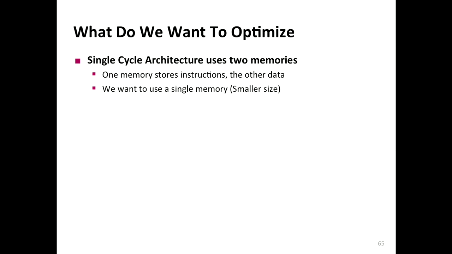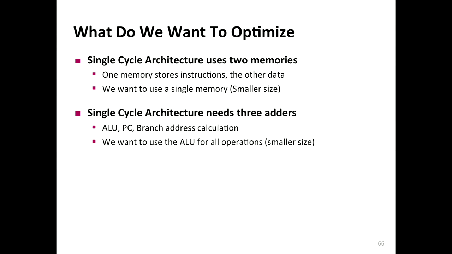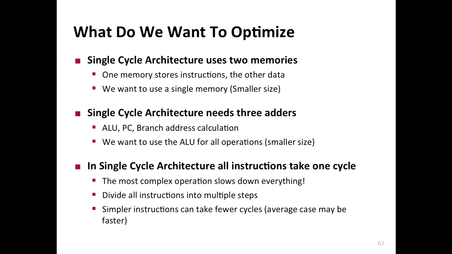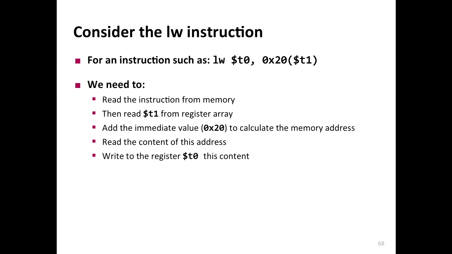So let me define what we're going to do. We want to basically get rid of the two memories. We want to have only one. We want to get rid of 3 adders. We want to use the ALU for all operations. That sounds good, right? More efficient design, more energy efficient also, hopefully. And we've already discussed this.